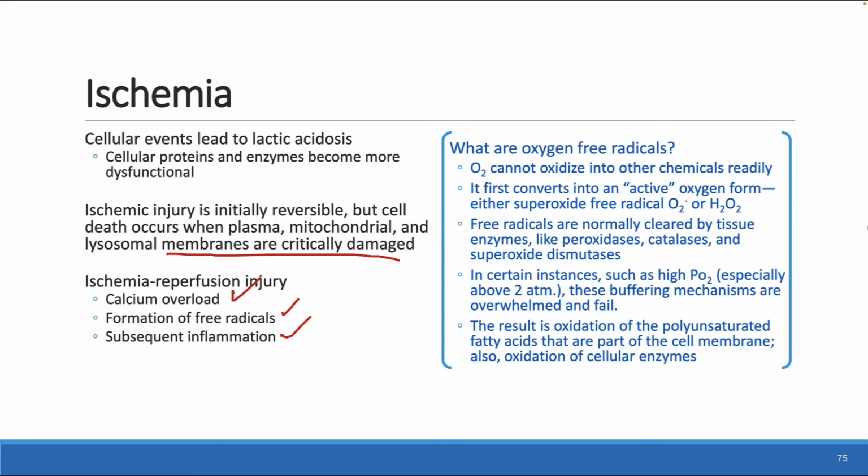It first converts to an active oxygen form, some superoxide free radical like O2 with a negative charge, or, as we said before, H2O2, hydrogen peroxide. These are free radicals then that are normally cleared by the tissue enzymes, right? Like the peroxidases. Remember the peroxidase that we talked about? And those are catalyzed and detoxified. Sometimes an accumulation of these oxygen-free radicals causes problems.